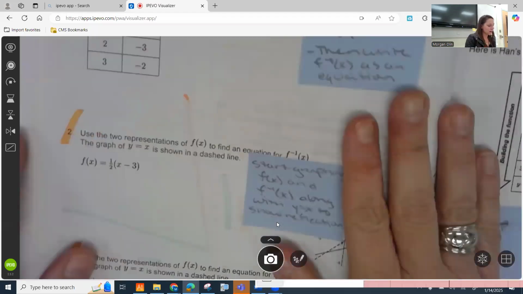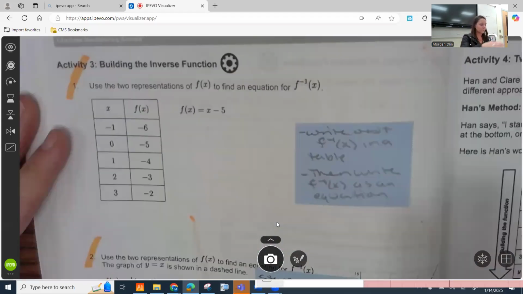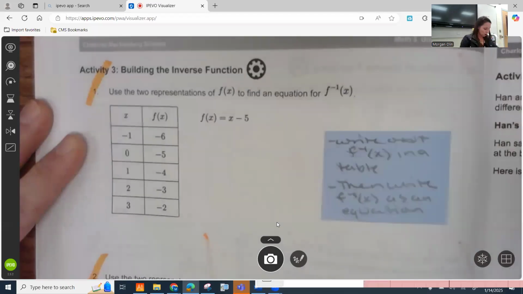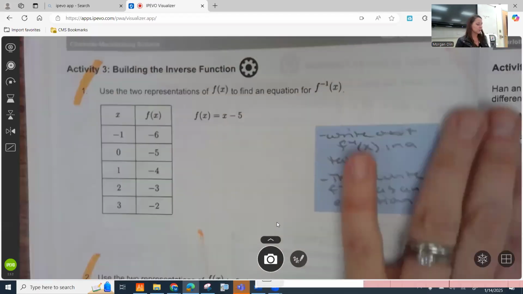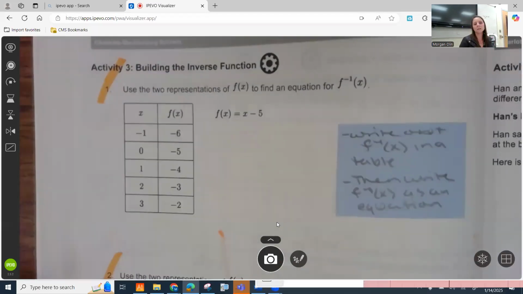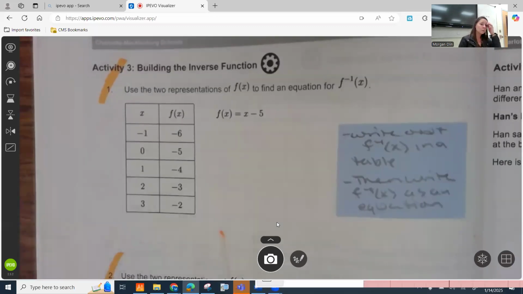And let's talk about number 1. We're on activity 3. We are on page 96. I just flipped over a page. I've got some sticky notes here. This is for myself, but these are some things that we're going to be doing.